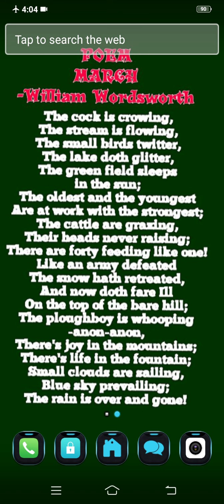So, here in this poem, there are three archaic words. I will tell you later. Now, I'm going to explain. Before explaining the lesson, you have to know who is the author of the poem. This poem is written by William Wordsworth.